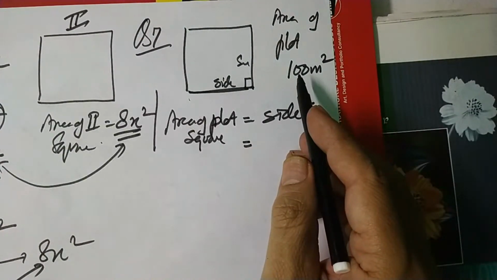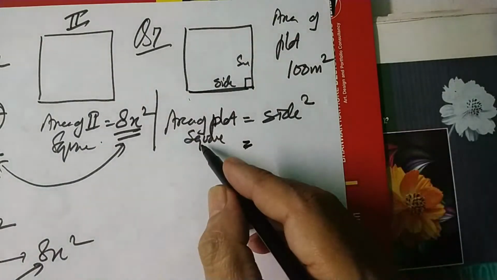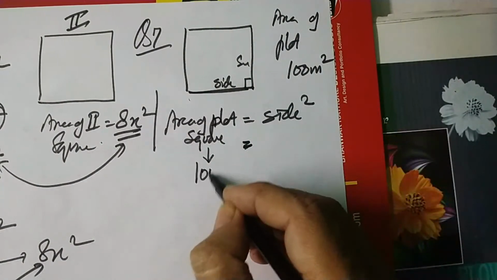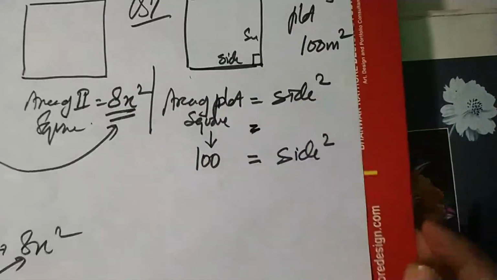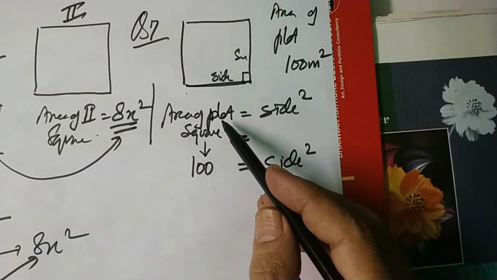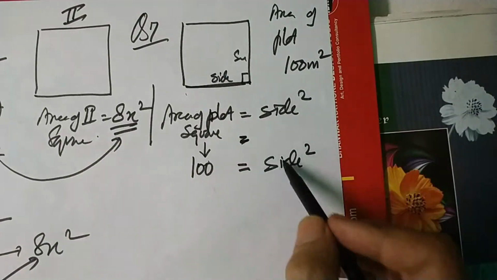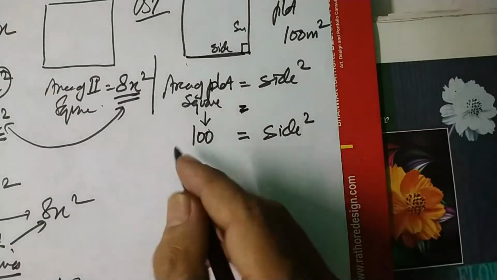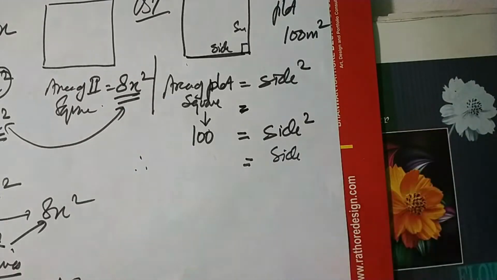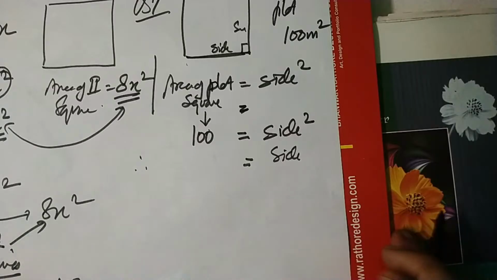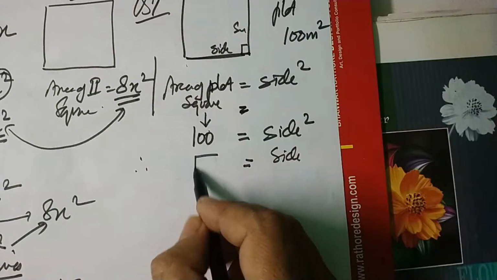The side is not given, but the area is given. You have to find the side. The area of the plot is given as 100 and the side is not given. The area of the plot is equal to side square. What will be the side? Side is equal to, same thing, we have been doing it. Square when it comes will become under root of 100.